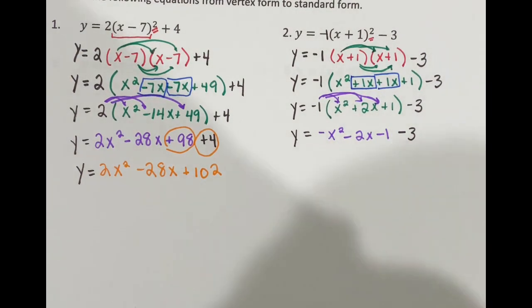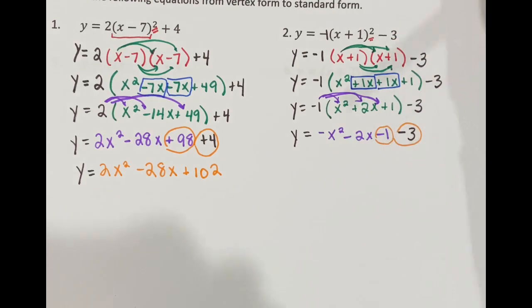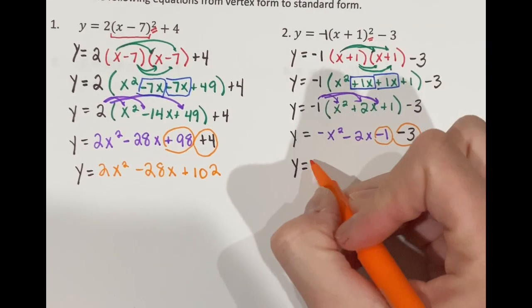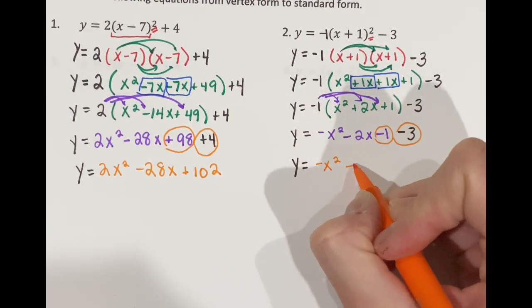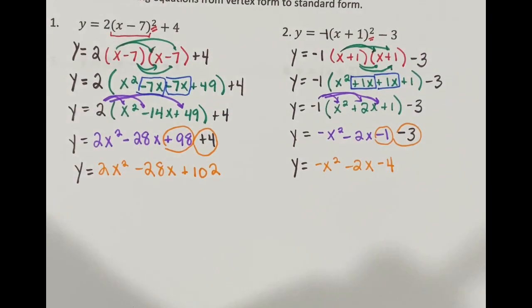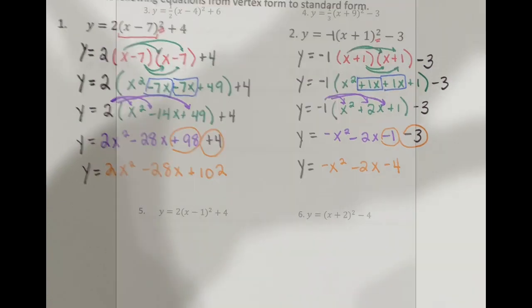So then finally I can combine my negative 1 and my negative 3, and I end up with y equals negative x squared minus 2x minus 4. So I converted from vertex to standard form. Now I want you to take a couple minutes and try questions 3, 4, 5, and 6. Pause this video until you're ready to see the answers.